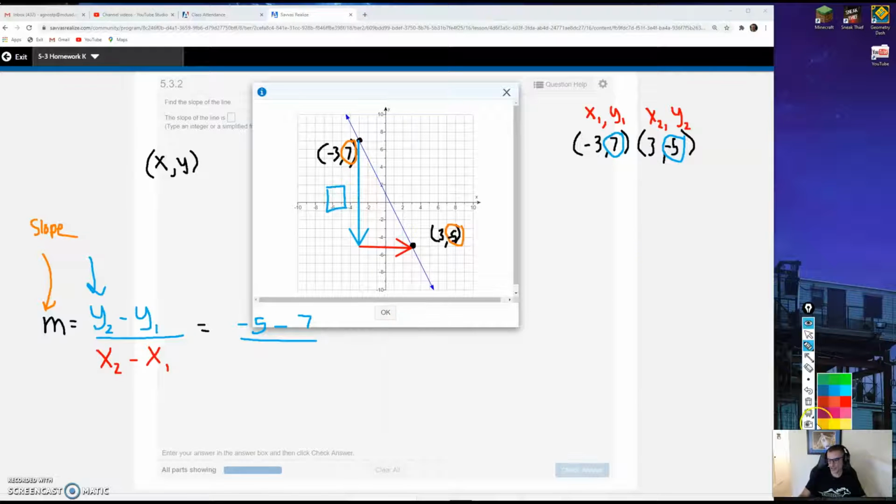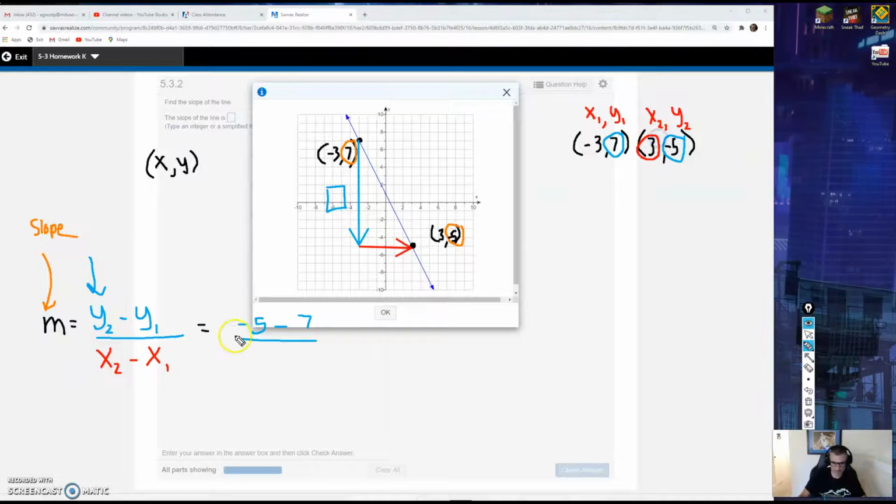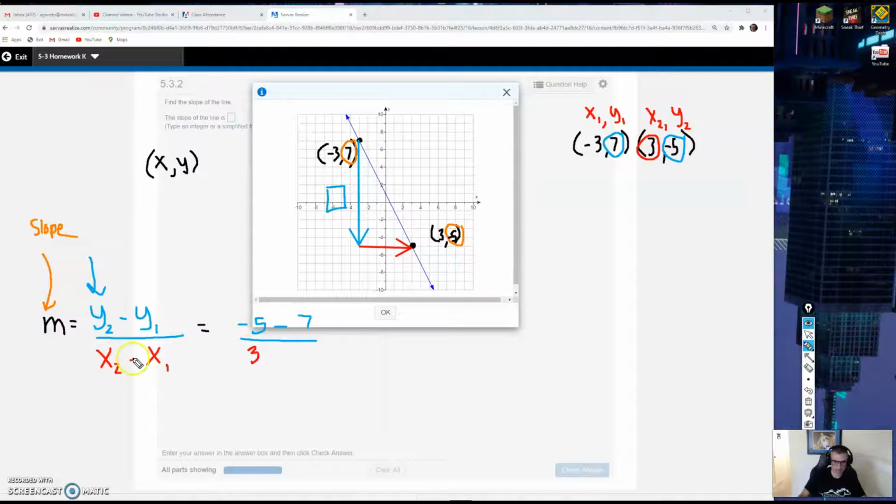And then I need to do the same thing with my x-coordinates. I need to find x sub 2. X sub 2 is this number right here. 3 minus, it's always a minus sign, x sub 1, which is negative 3. Okay, I'm subtracting a negative 3. So it should look like this. All right, then I just go ahead and subtract.